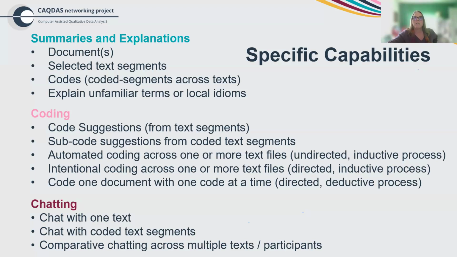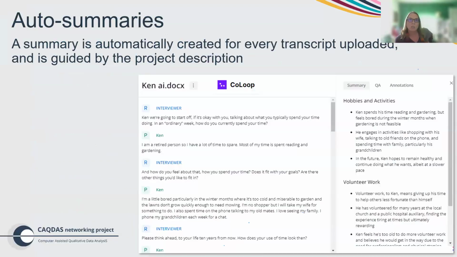So I'm going to start off thinking a little bit about summaries. With summaries, we can have auto summaries or user instigated summaries. This is an example from Coloop, one of the new apps, where when you upload either a written transcript or an audio that it then transcribes, it will automatically create 2 summaries for you without even asking. This is the beginning of a transcript with somebody called Ken about volunteering, and it automatically gives a thematic summary based on the whole of that transcript.